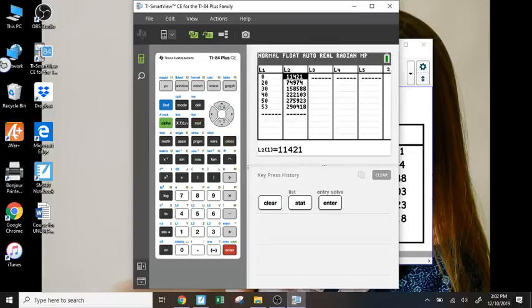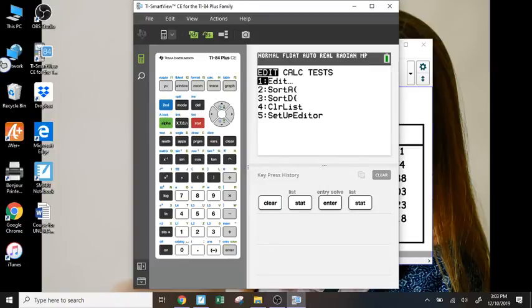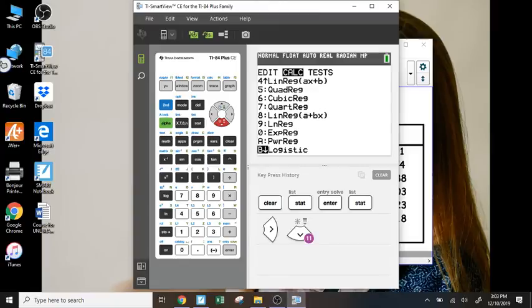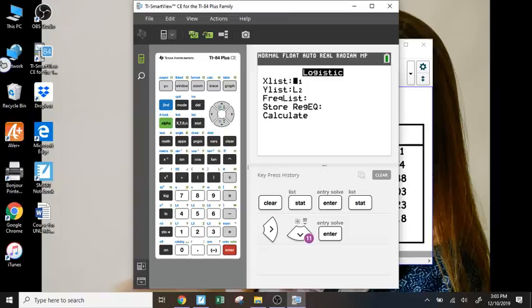To get my logistic regression equation, I'm going to go to my stat, arrow over to calculate, where we were getting our other regression equations. Okay, and I will arrow down until I find the one that actually says logistic. Mine is option B on that list. Hit enter. If your data is not logistic, it would give you an error message at this point. But it gives you this picture right here. Does anyone need me to run through that again?